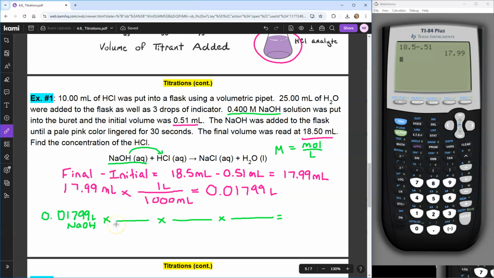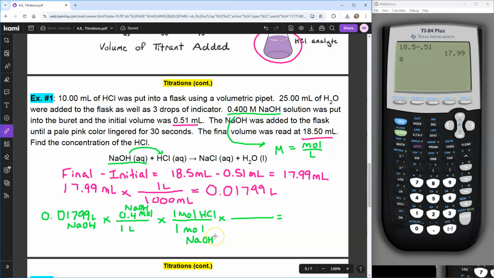Okay, so if I know the moles over liters, that is going to be our conversion factor for our moles. If it's 0.4 molar, that means I have 0.4 moles in 1 liter, and these are moles of NaOH. Now the ratio of NaOH to HCl is 1:1. So for every 1 mole of NaOH, I have 1 mole of HCl.